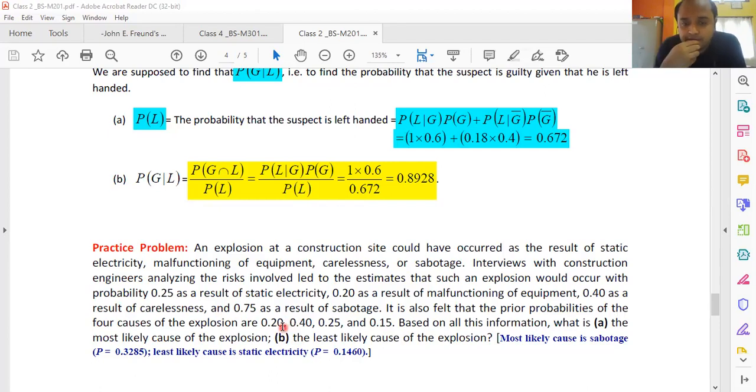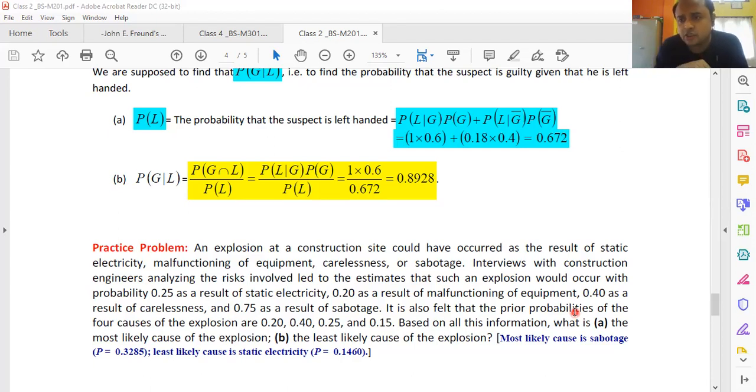What is the prior probability of this type of explosion? What is the probability that there will be static electricity? These prior probabilities are not talking about the explosion due to the causes. They are talking about the cause. In fact, what is the chance that there will be static electricity? What is the chance that there will be malfunctioning of equipment? What is the chance that there is carelessness? What is the chance there is sabotage?